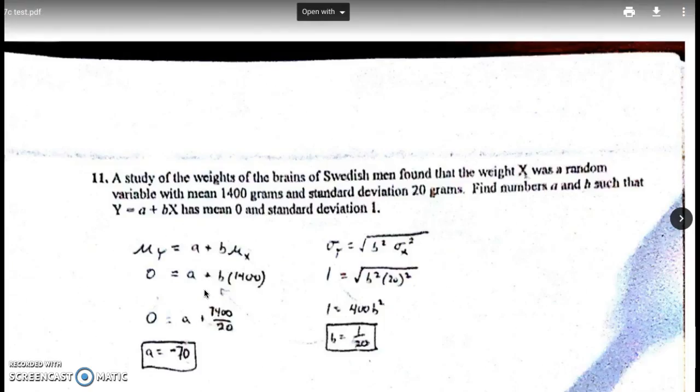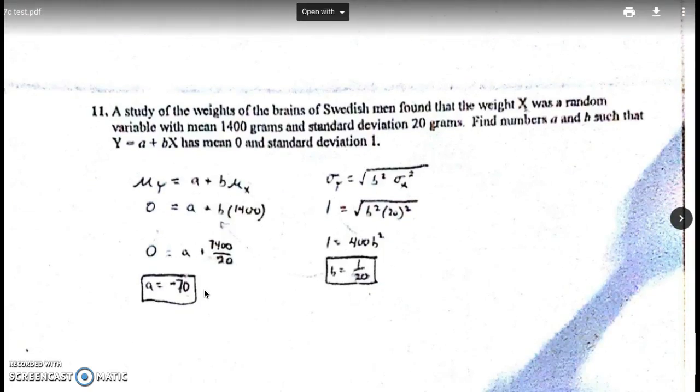Okay, looking at question 11 next. It says, a study of the weights of the brains of Swedish men found that the weight x was a random variable with mean 1400 grams and standard deviation 20 grams. Find the numbers a and b such that y equals a plus bx has a mean of 0 and a standard deviation of 1.